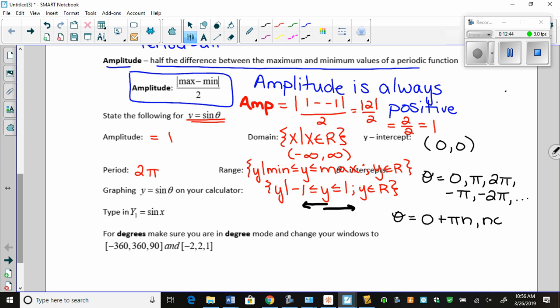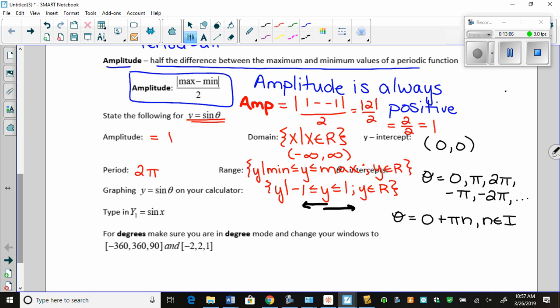And I go n ∈ I. Why do I do integers? Because it can be positives or negatives, yeah. So if I fill in a 0, then I times by pi plus 0, I get the angle 0, right? If I fill in a 1, I get 0 plus pi, which is pi. If I fill in a negative 1, I get 0 plus negative pi, which is negative pi. And it gets me all the solutions.